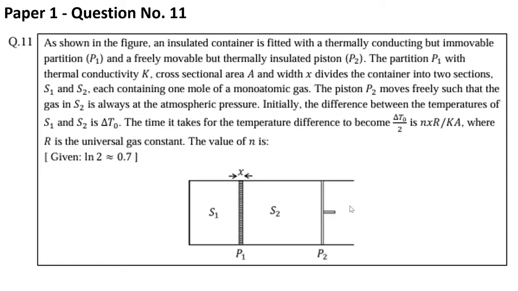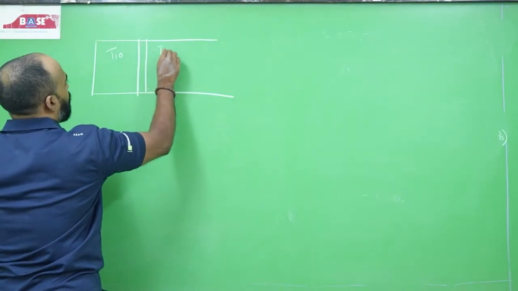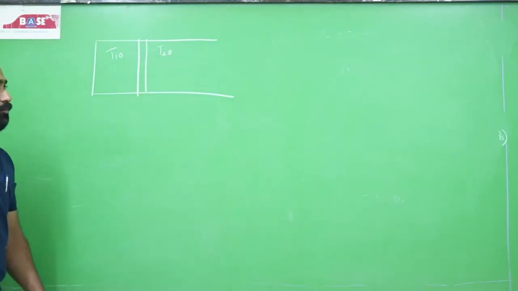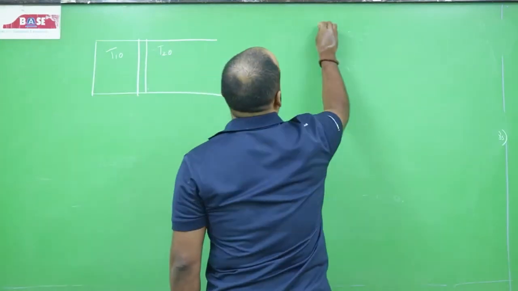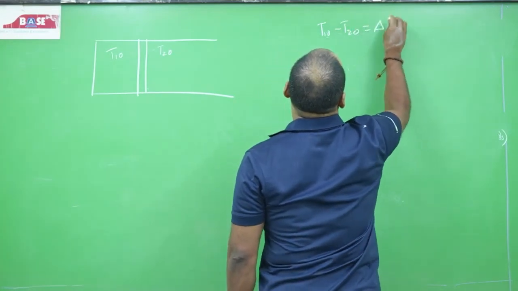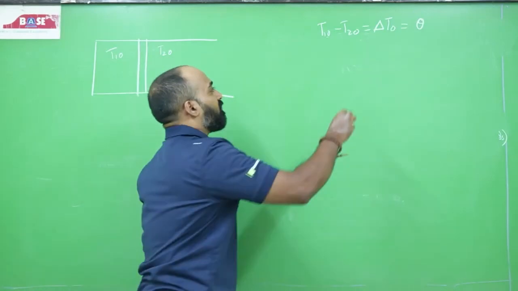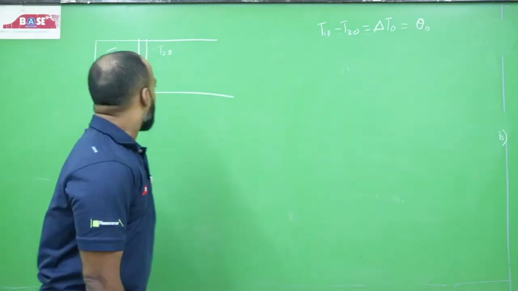So that's the question. Let's say initially the temperatures were T1 naught and T2 naught. Let's write that down: the initial temperature difference, T1 naught minus T2 naught, is given as delta T naught. For ease of notation, I just call that theta naught.